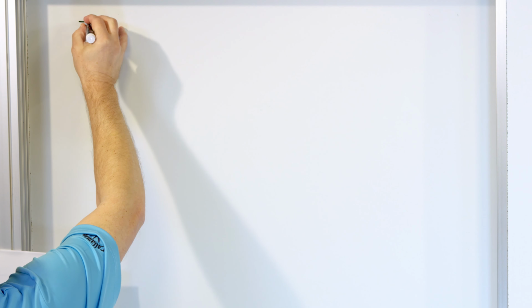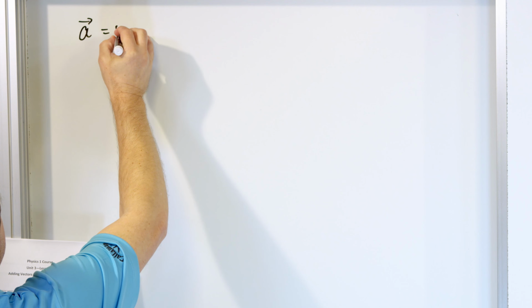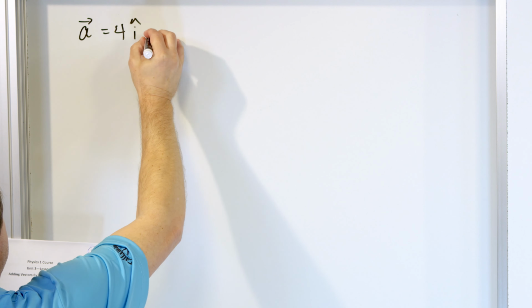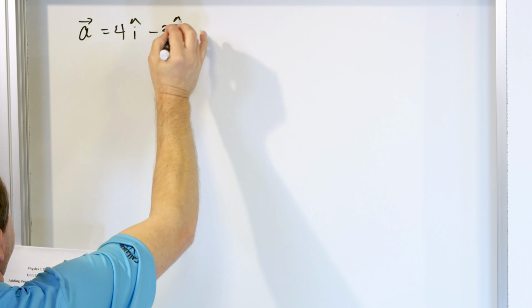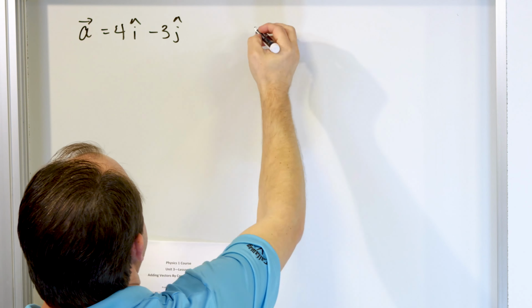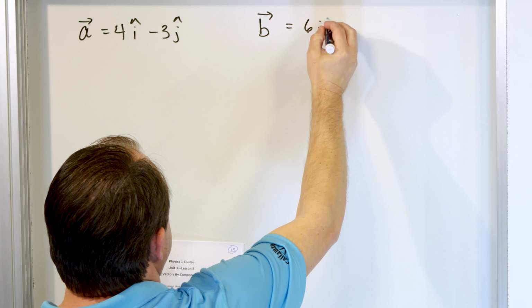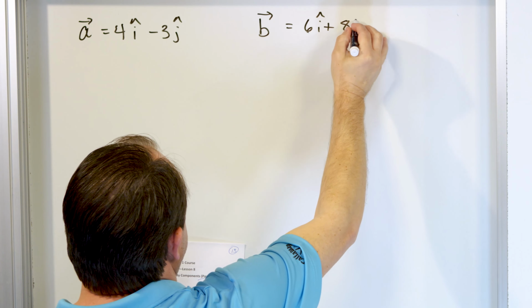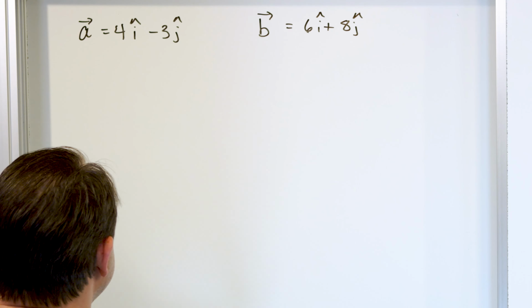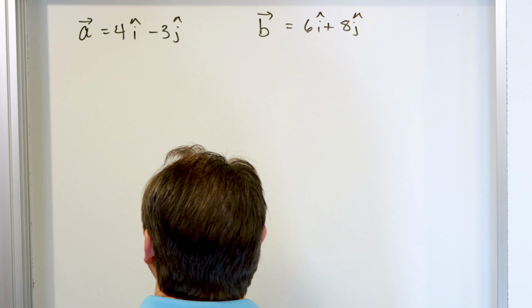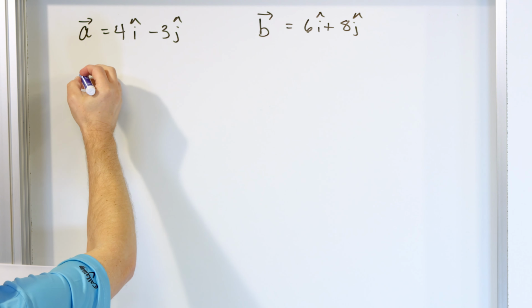We have vector A. I'm just writing down from the problem. We have 4i minus 3j. So here's a coordinate unit vector notation. And then we have vector B, which is 6i plus 8j, like this. So here's two vectors. Now what we want to do is part A and B and C and so on. So let's write those down.